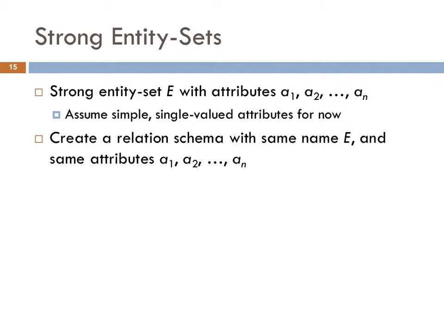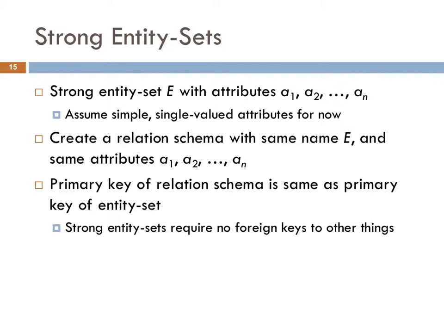Okay, so relation schema with the same name E and the same attributes. The primary key is just what the primary key of the entity set is. Okay, so some subset of those will be a primary key. You just go ahead and enforce that as a primary key. If it doesn't specify a primary key, which is possible, then you're saying that all the attributes together are necessary. Then you go ahead and just make a primary key that enforces that all the attributes are part of the key.